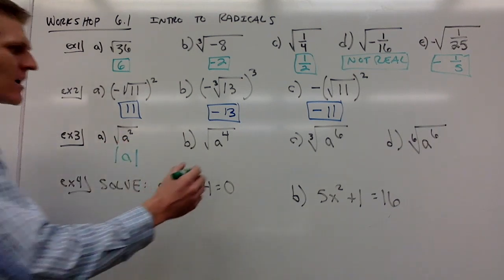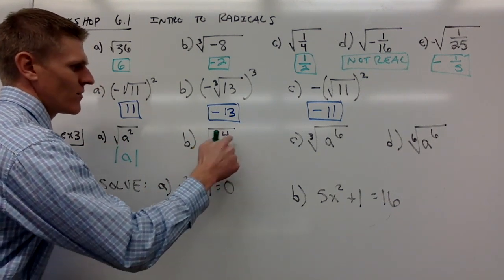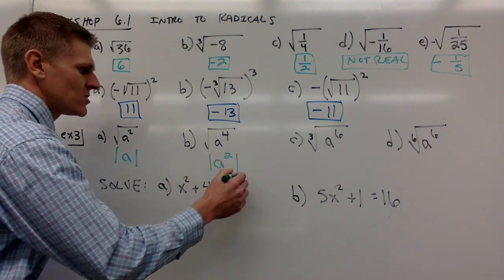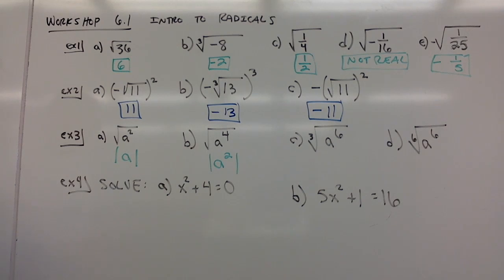In b, I have the square root of a to the fourth. That's going to be a squared. A squared times a squared is a to the fourth. Now, a lot of people would put absolute value on this one, and I won't count it wrong. I'd have a hard time counting it wrong. But we don't really need it.